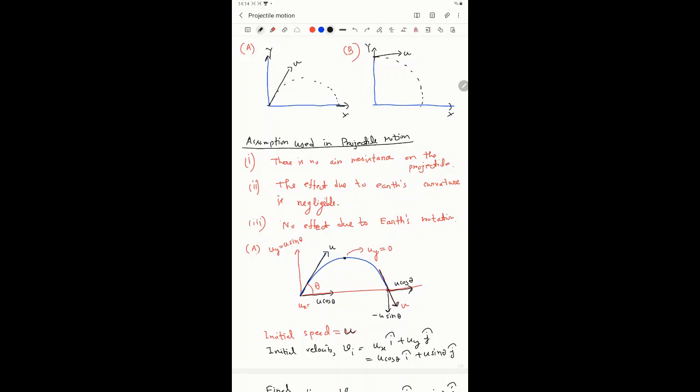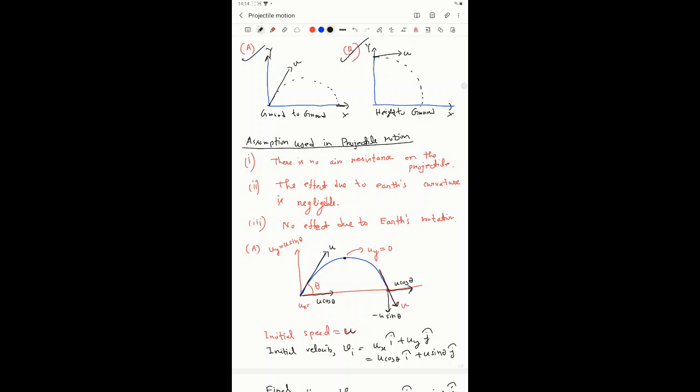Today our topic of discussion is projectile motion. Projectile motion is mainly of two types. Here in this picture A, the projectile motion is ground to ground motion, and in picture B the projectile motion is height to ground motion. So these are mainly two types of projectile motion.